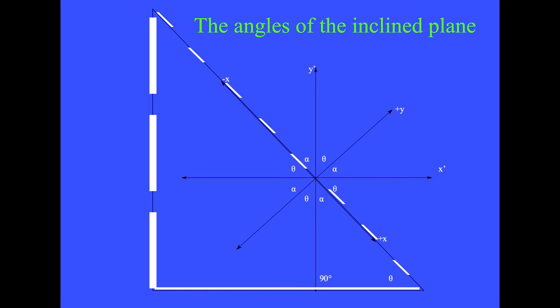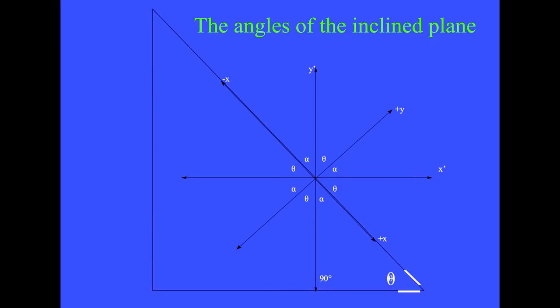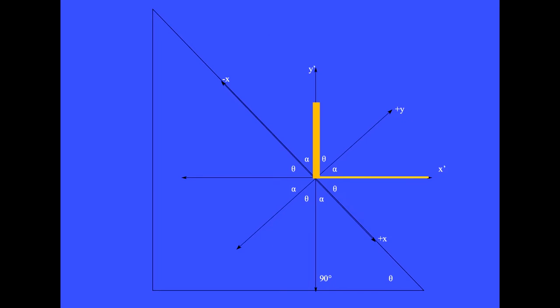Here is the outline of a triangle. We'll refer to this as an inclined plane. The angle of the incline is given by theta. The x prime y prime coordinate system has the usual horizontal x-axis and vertical y-axis. We sometimes choose the x-axis to be parallel to the incline plane and the y-axis perpendicular to the incline.